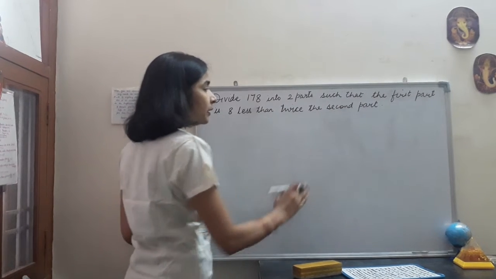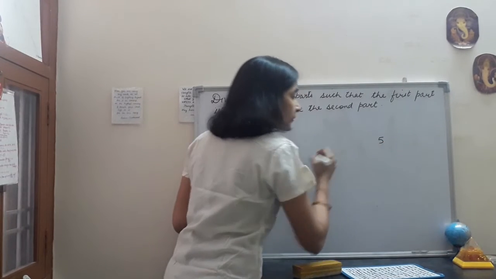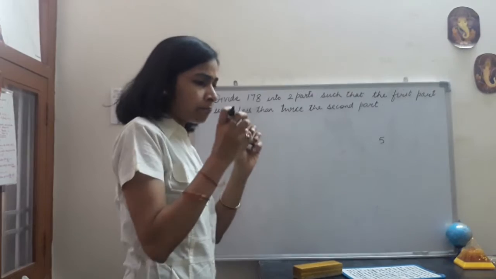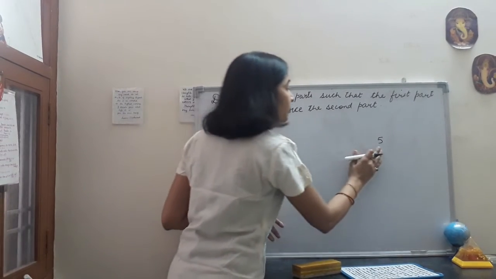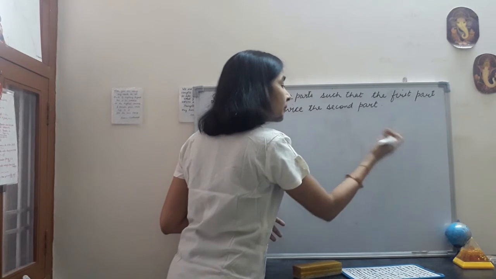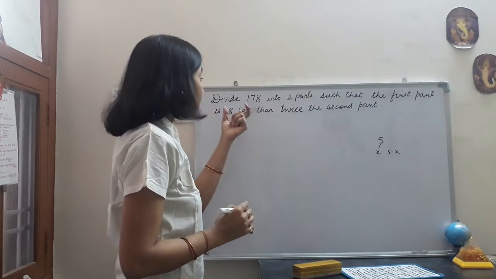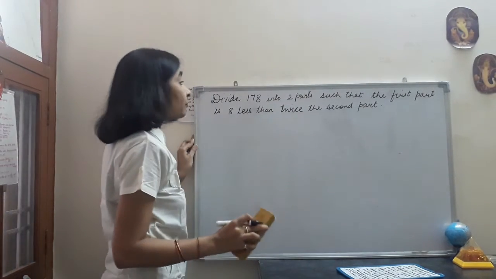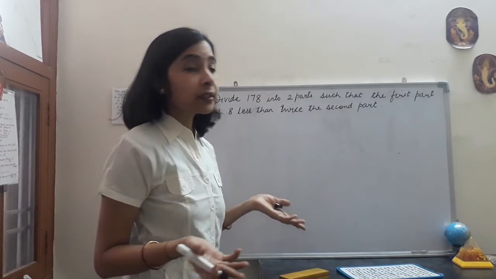Taking a small example, here the students get confused. If I say divide 5 into two parts, I am not giving you any hint that you are supposed to divide it equally or something like that. If from this 5 we take one part x, then the other part will be 5 minus x. So here also, when we say divide 178 into two parts, one part will be x and the other part will obviously be 178 minus x.